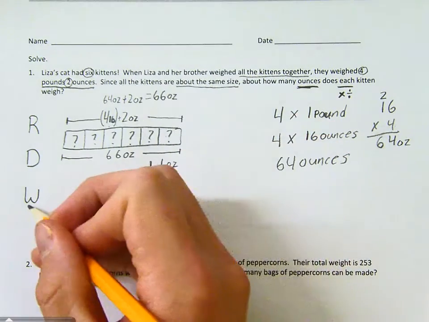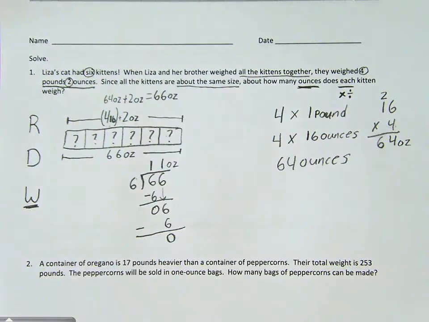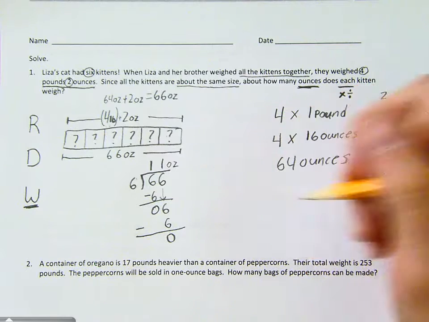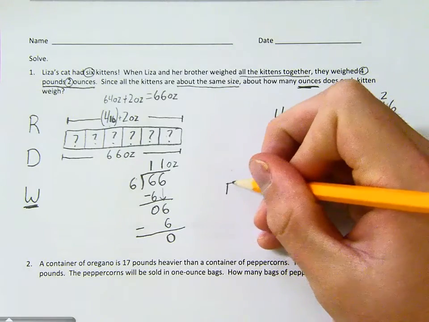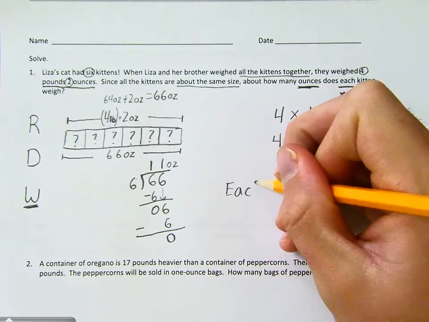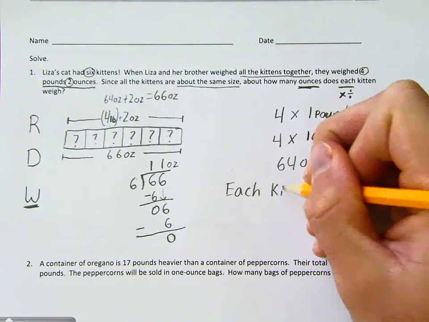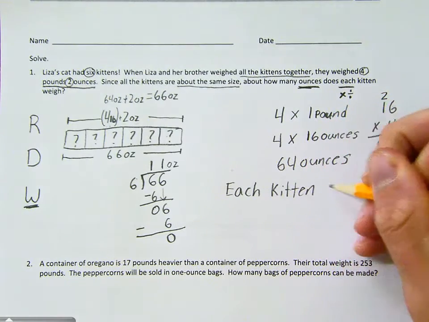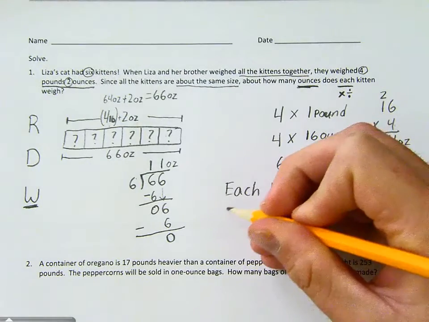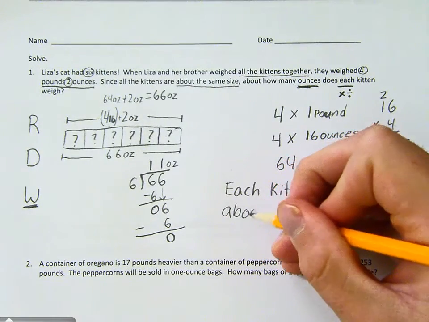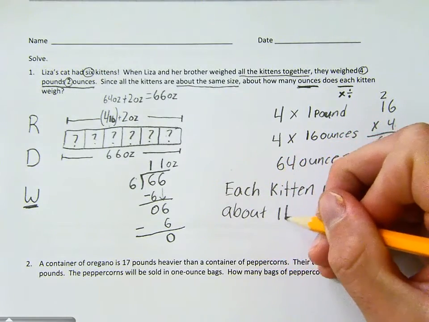But we still need to do our last step, which is put our answer in written form. We need to write. So it says, about how many ounces does each kitten weigh? Each kitten weighs about 11 ounces.